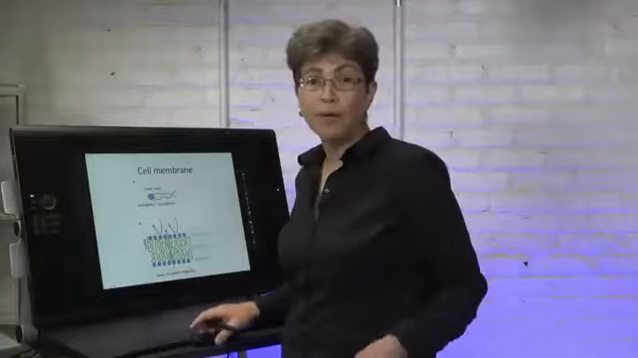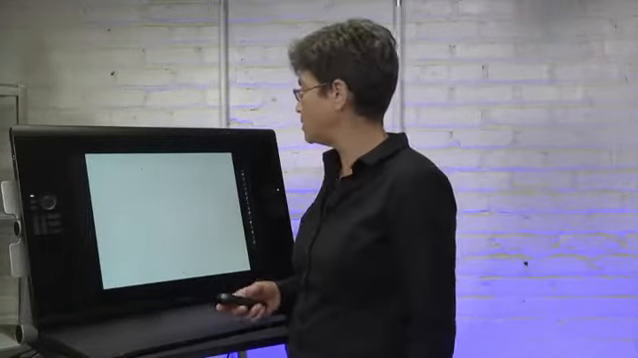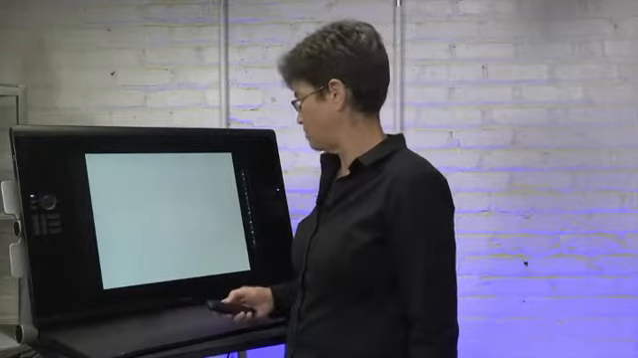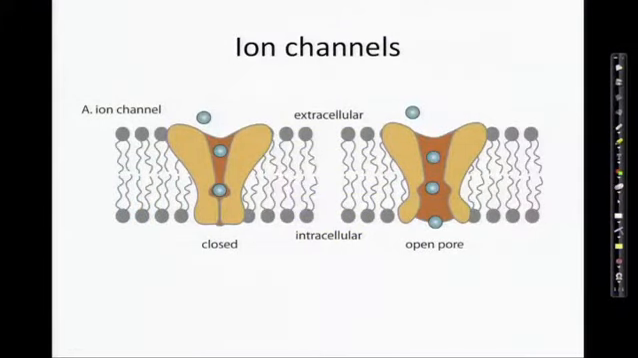So we can't get through the membrane, but we know that ions do get through the membrane. And how do they do that? They do that through ion channels. So here is a generic picture of an ion channel.